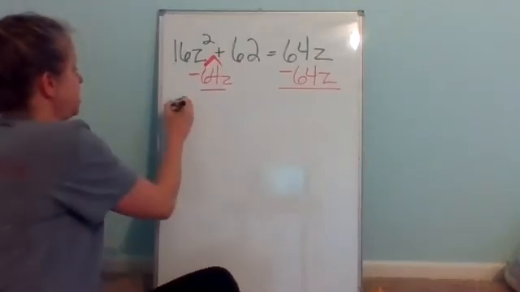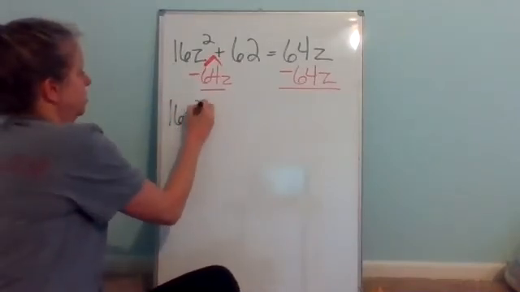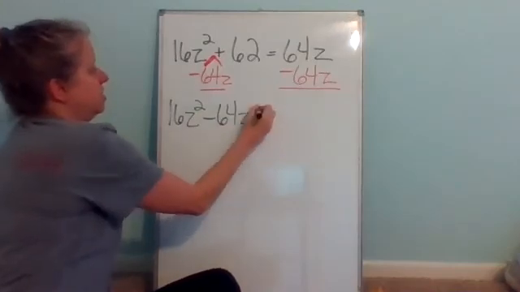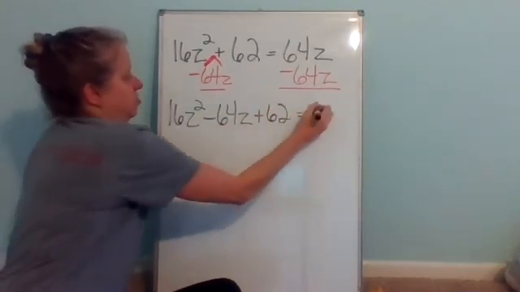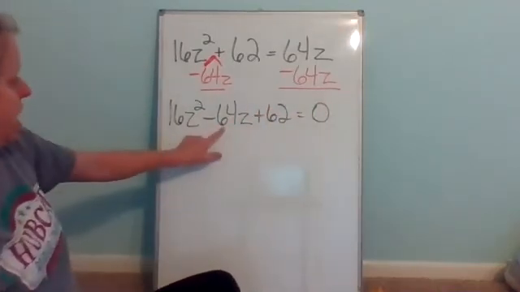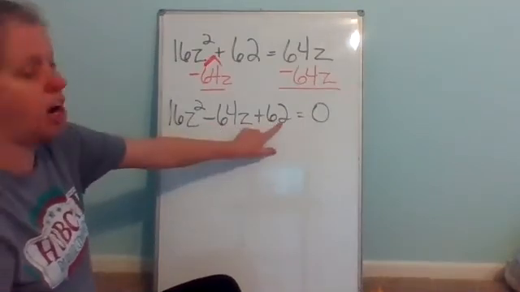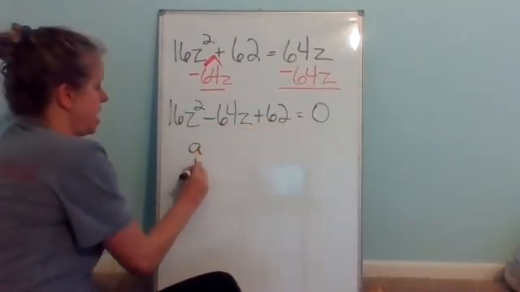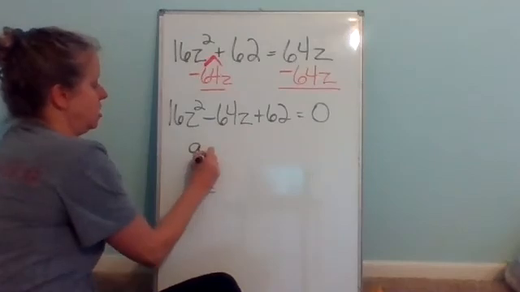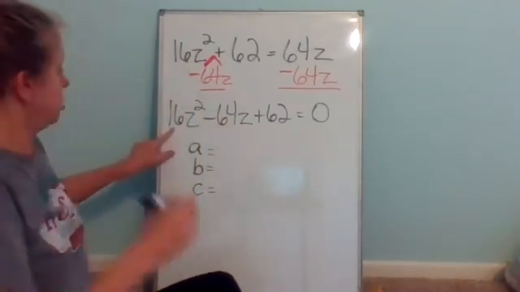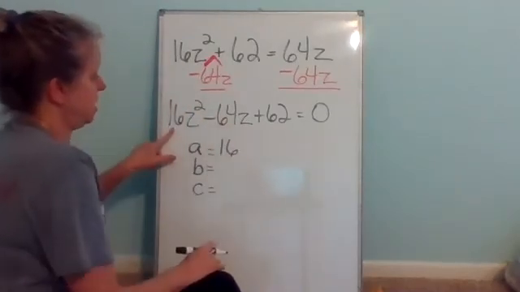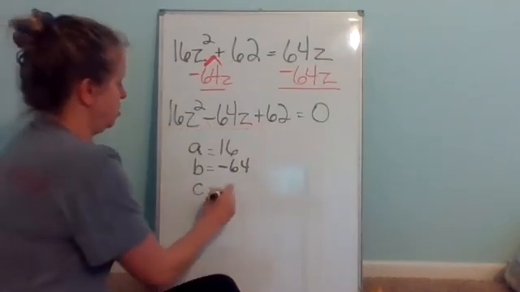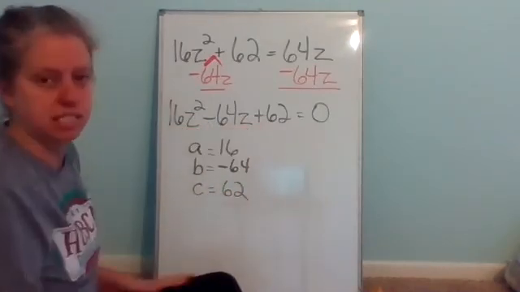So I would have 16z squared, then the minus 64z, and then the plus 62 equals 0, right? Because this needs to be in the middle. The constant always comes last. So that way, when you do your A, B, and C, they're all in the right order. So your A would be 16, your B would be negative 64, and your C would be 62.